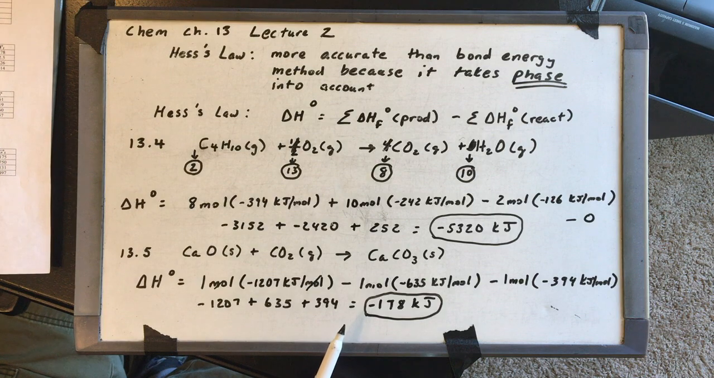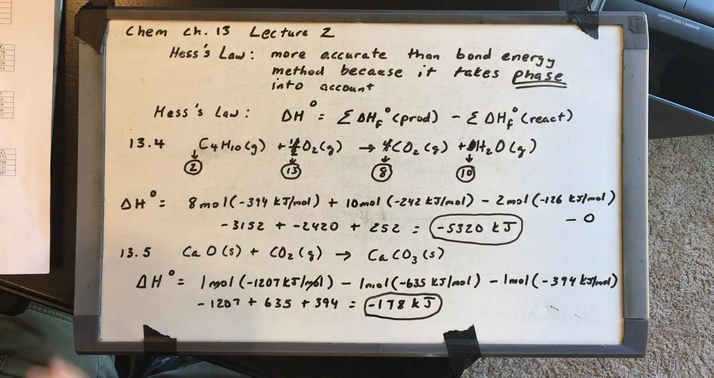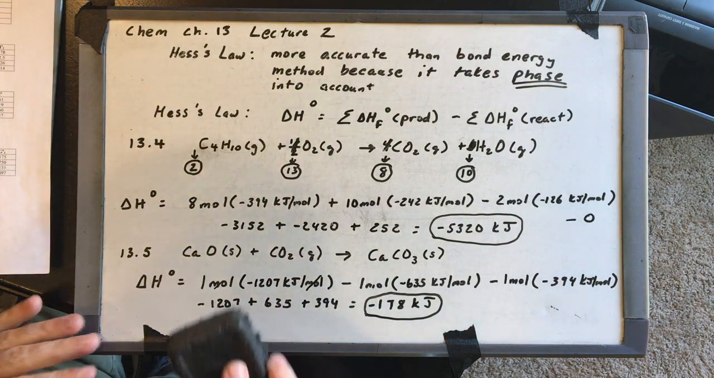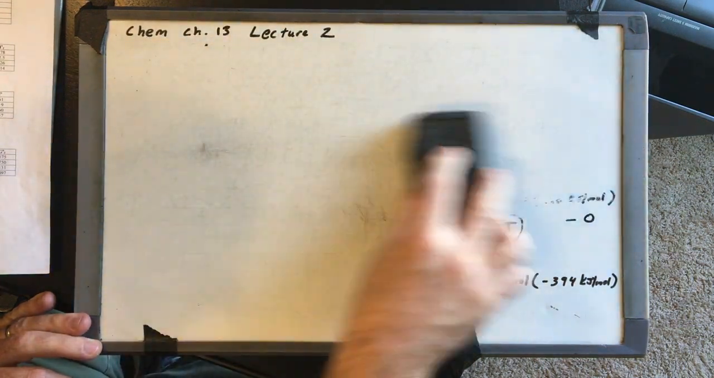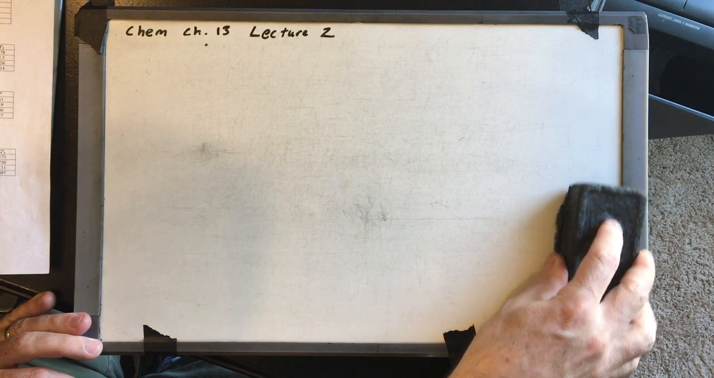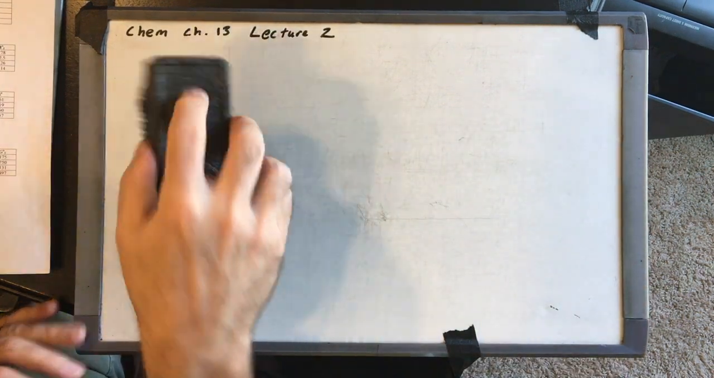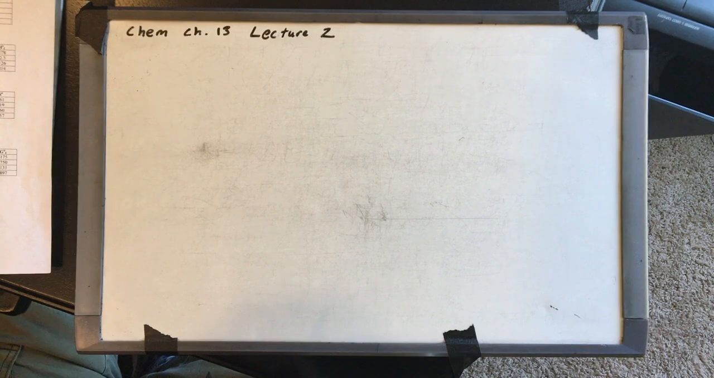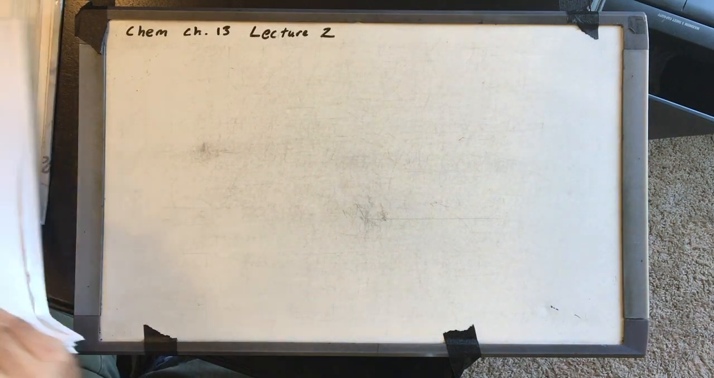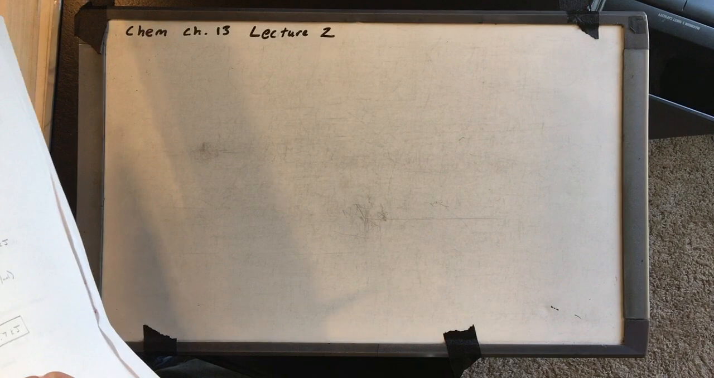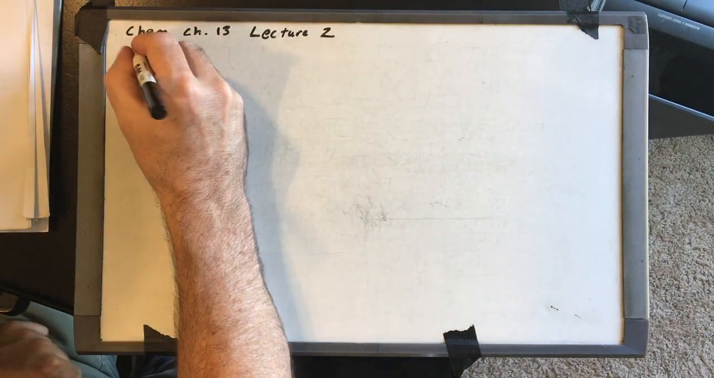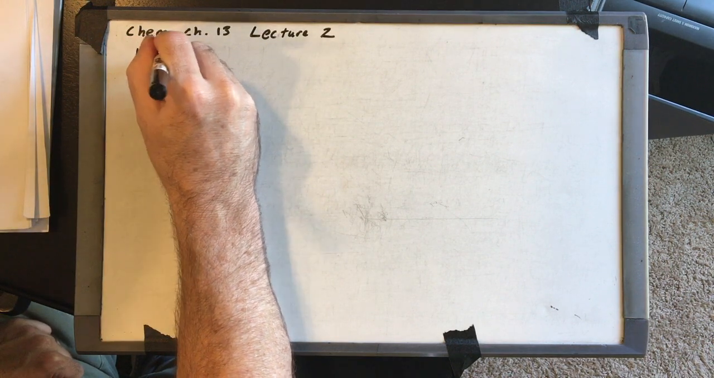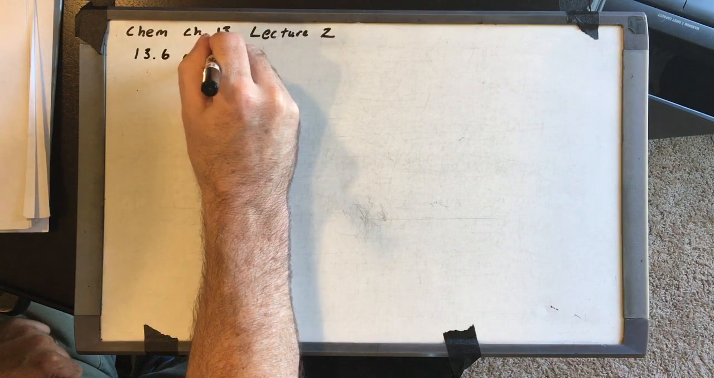Okay, so let's go on to page 4 in your notes. And I'm going to erase, so if you're still writing, go ahead and pause your video. Now we're going to continue on with Hess's law, but we're going to use stoichiometry. All right, and we're going to work 2 more problems at the bottom of page 435. So no vocab to go through here. So we've got 13.6, page 435.